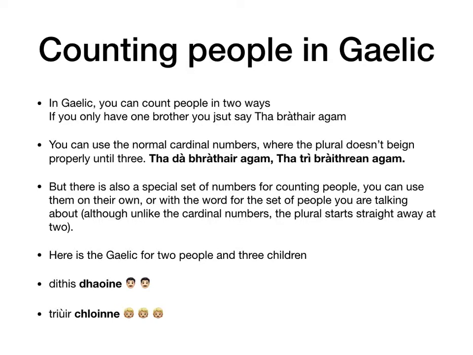The Gaelic for two people is jíj gheine, so dúne, peoples, jíj gheine. And instead of clown, you say trúr chonye. So clown becomes chonye. So you can see that it's a little bit more complicated. So if you do want to just stick with da vráhar, trí bráhar, you may. But it's worth knowing this set of numbers.